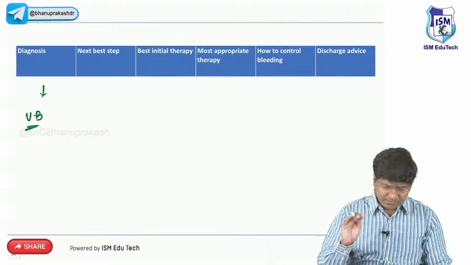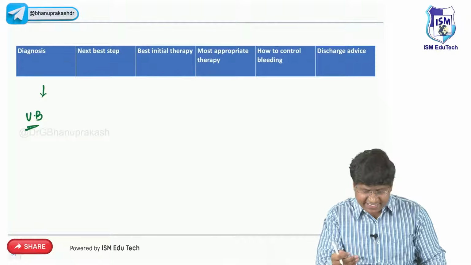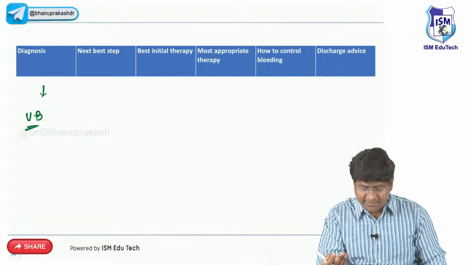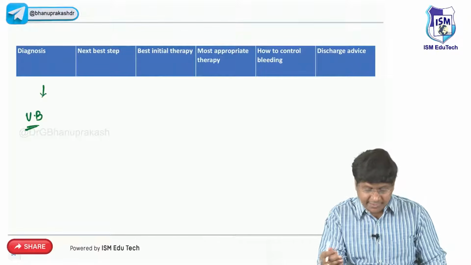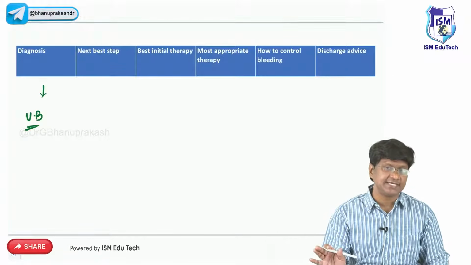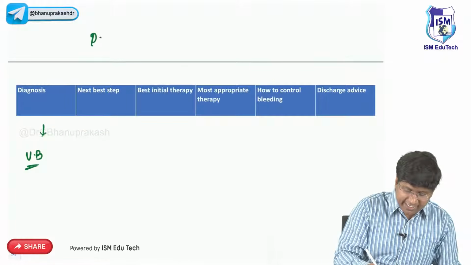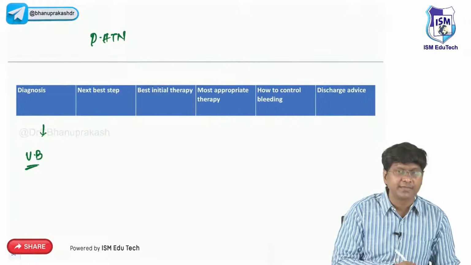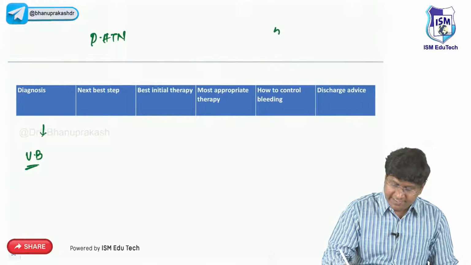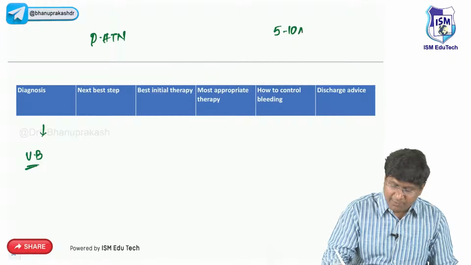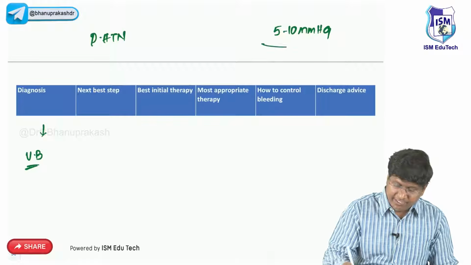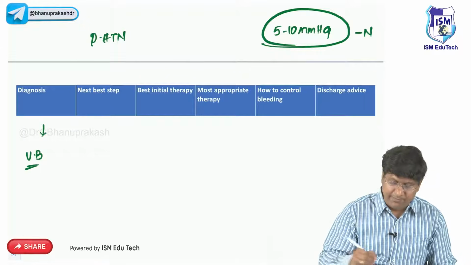Now, what is the next best step? What is the best initial therapy? What is the most appropriate therapy? How to control the bleeding? And what exactly will be the discharge advice? So this patient had developed portal hypertension. Now to call it portal hypertension, how much should be the portal venous pressure? If you take the portal venous pressure, the normal portal venous pressure will be 5 to 10 millimeters of mercury.